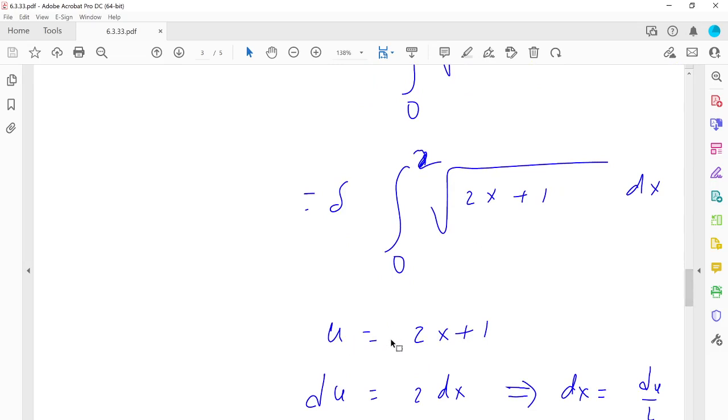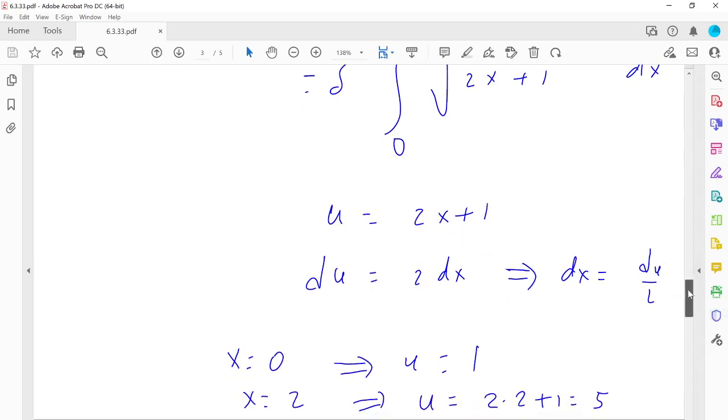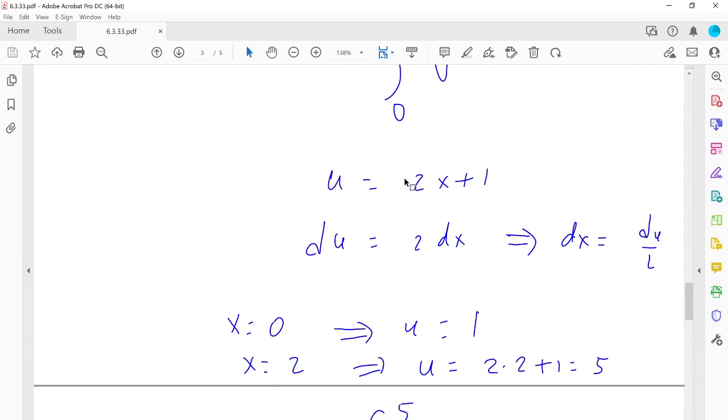Let's substitute u equals 2x plus 1, and by doing that we can find du, which is 2 times dx, and eventually dx is du over 2. We're going to replace this dx by du over 2. We're going to replace this 2x plus 1 by u, and this limit of integration will also change. When x is 0, u is 1. We can find that value by plugging x equals 0 here. And then when x is 2, 2 times 2 is 4 plus 1 is 5.